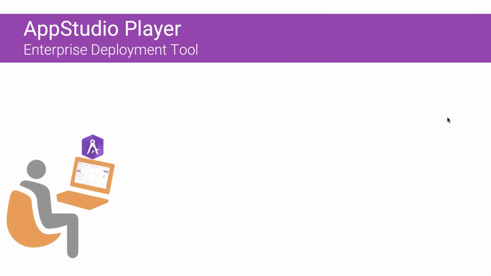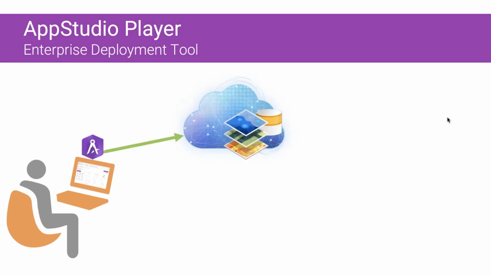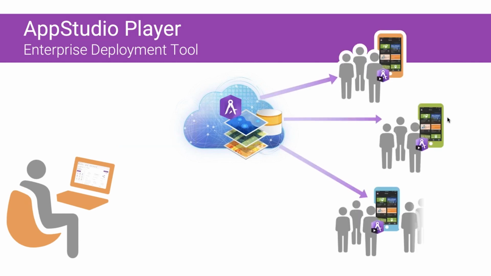So how does this conceptually work? Well, you build your apps in AppStudio Desktop. You would then simply upload those to your ArcGIS organization, so ArcGIS Online or Enterprise, and that app gets stored there as an item, just like any item in your organization. You share it with others using groups, and the people that are part of that group it's been shared with can download and install the AppStudio Player application, where they then get access to the app you've created.